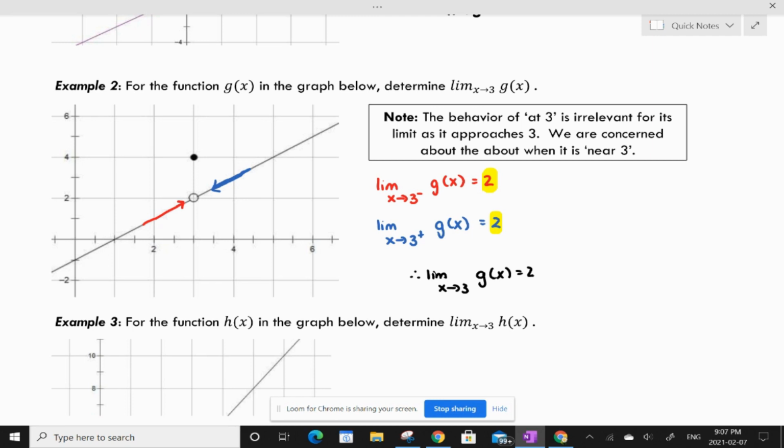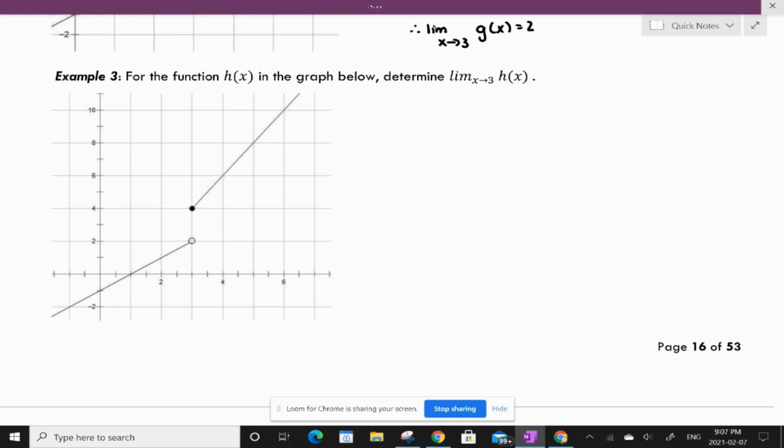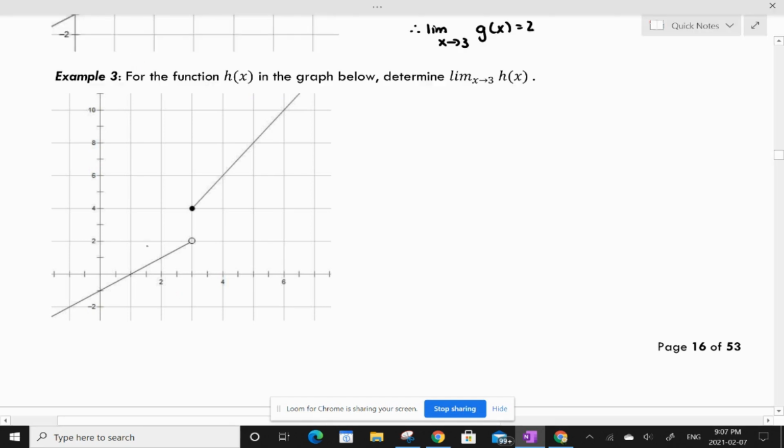Let's take a look at another example. In this example, it says for the function h of x in the graph below, determine the limit as x approaches 3 of h of x. We're going to start off with our left-hand side limit. I'm looking at this portion here, and I notice that as my x value approaches 3, my y value is approaching 2. So the limit as x approaches 3 from the left-hand side for h of x is 2.